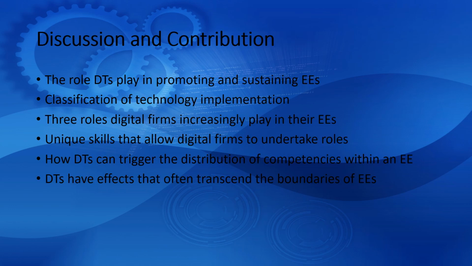Moving on to discussion and contribution. For this paper, we have the role digital technology plays in promoting and sustaining entrepreneurial ecosystems. We discuss the classification of technology implementation. The three roles digital firms increasingly play in their entrepreneurial ecosystems. Also, the unique skills that allow digital firms to undertake roles. How digital technologies can trigger the distribution of competencies within an entrepreneurial ecosystem was also discussed. Finally, digital technologies have effects that often transcend the boundaries of entrepreneurial ecosystems.